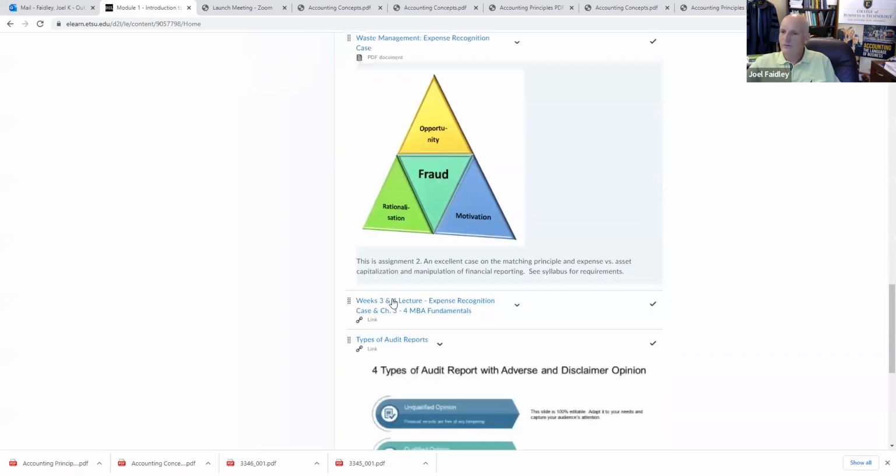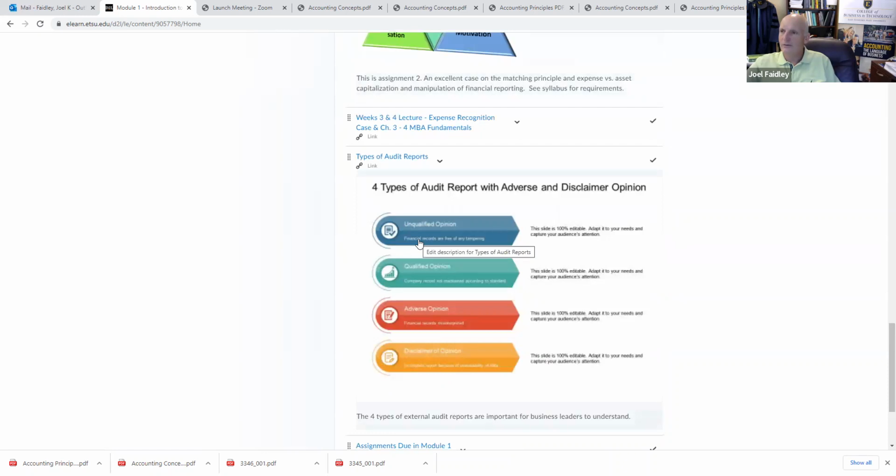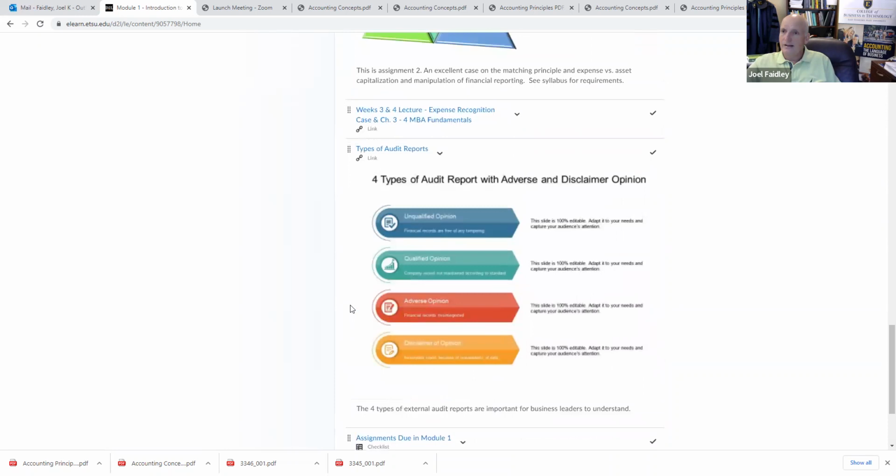So that fraud triangle is very much something that should be considered whenever you're setting up internal controls. That's what we'll talk about here in one of these other cases. So that's the first case.